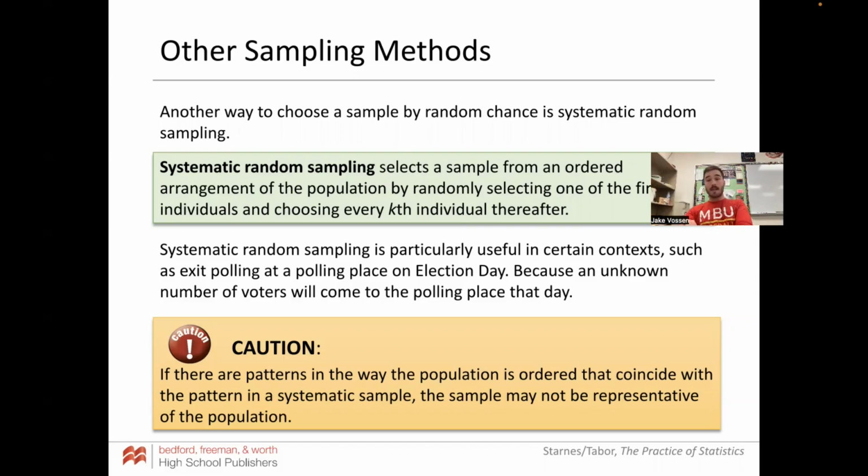Now, if, for instance, there may be a pattern in the ordering, the numbering system, then it wouldn't be useful. So maybe, I don't know, people are coming in groups of, like, when they're working or something like that.